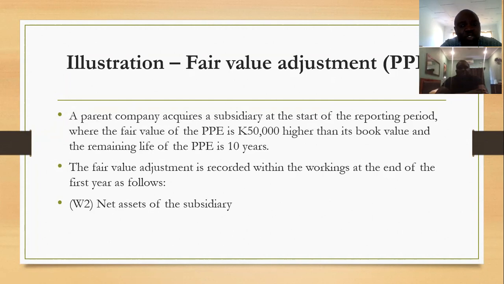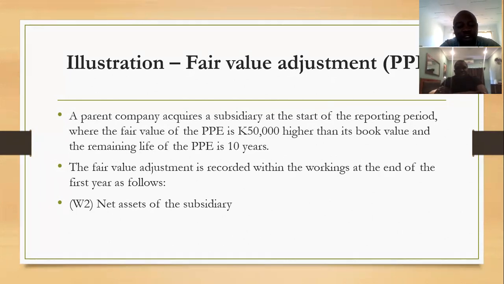We have been told that the remaining life of this particular asset that we have made adjustments to, its lifespan is 10 years. So we know that at report date, if we put the 50,000, we'll actually do a lot of injustice to ourselves, because we'd have assumed that it wasn't a depreciable asset, like as if it was just land.